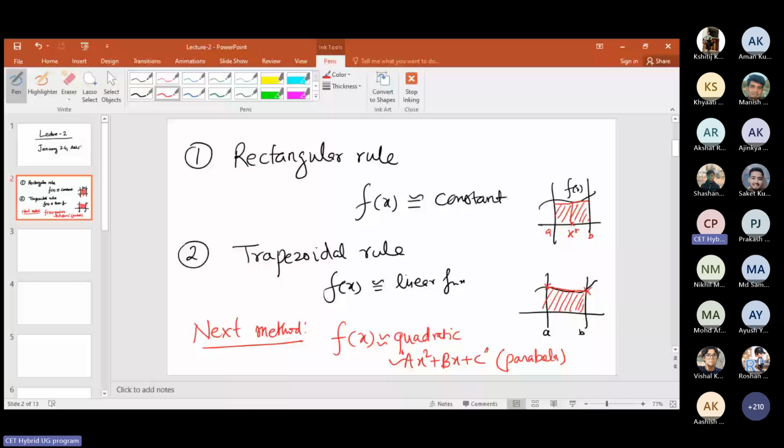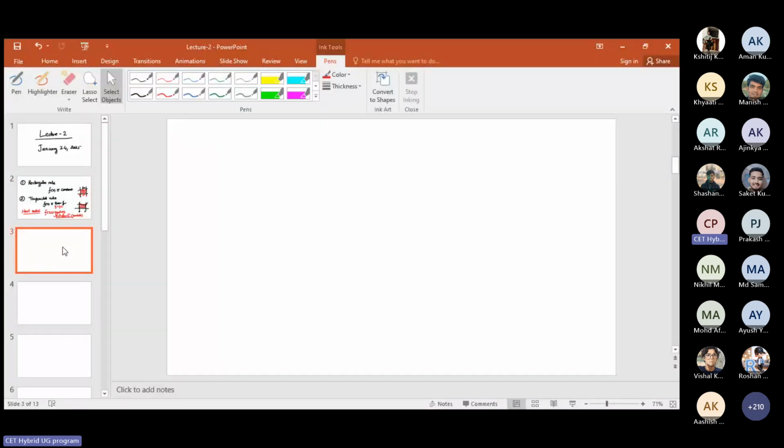However, for determining a parabola, you need 3 points. The reason is simple: the equation of a line is y equals mx plus c, so there are 2 parameters, m and c. For a quadratic function, you need to know the value of 3 parameters, and in order to evaluate 3 parameters, you need 3 values. Therefore, you need 3 points. So if we want to approximate a function by a quadratic function, we need a minimum of 3 points. All right.